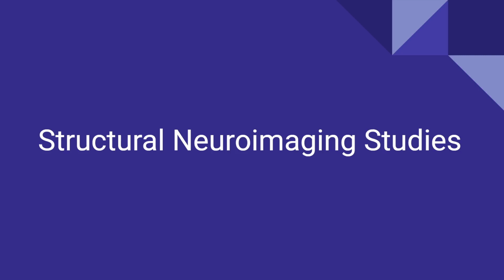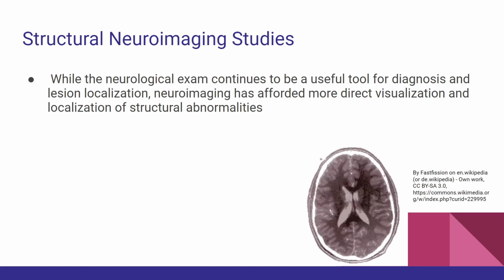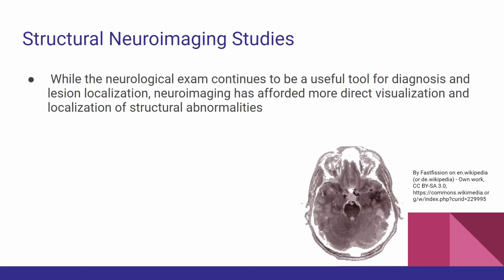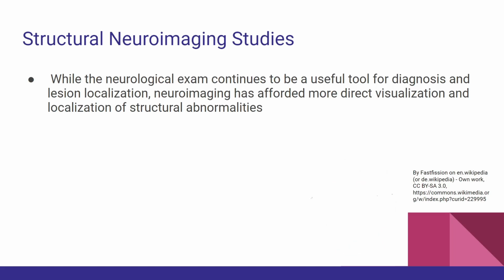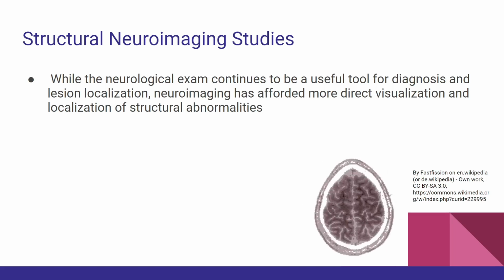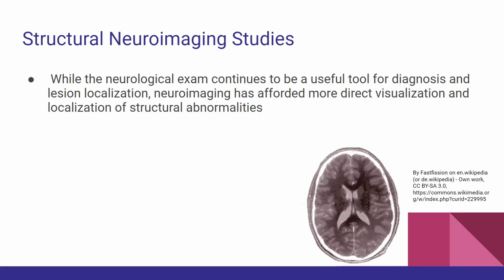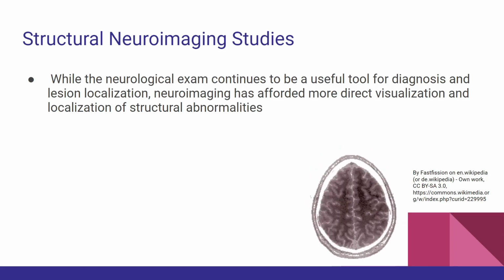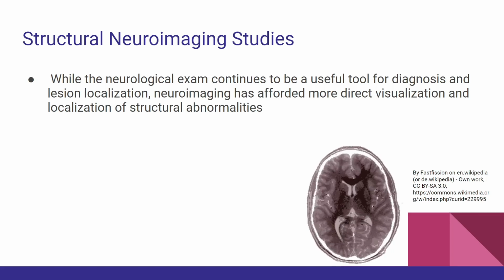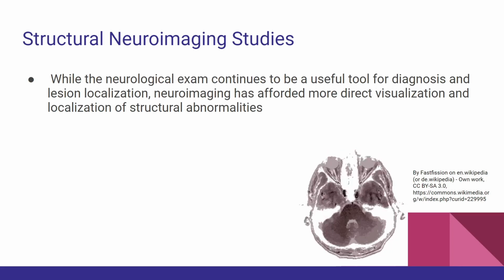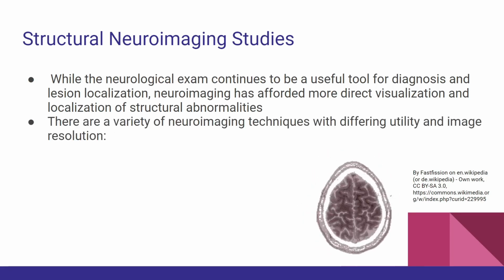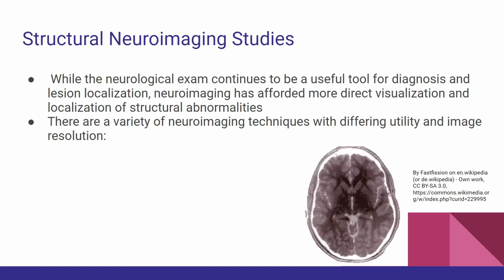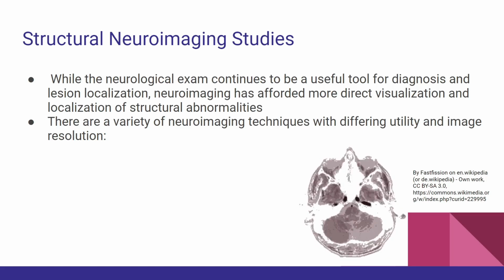The next type of diagnostic tool we're going to discuss is structural neural imaging studies. The neurological exam continues to be a very useful tool for diagnosing and localizing lesions, and it was developed well before we had any kind of neuroimaging technology that didn't involve cutting open someone's head. Nowadays, neuroimaging allows us a more direct visualization and localization of structural abnormalities within the brain. And there's a variety of different techniques that have different utility and image resolution.